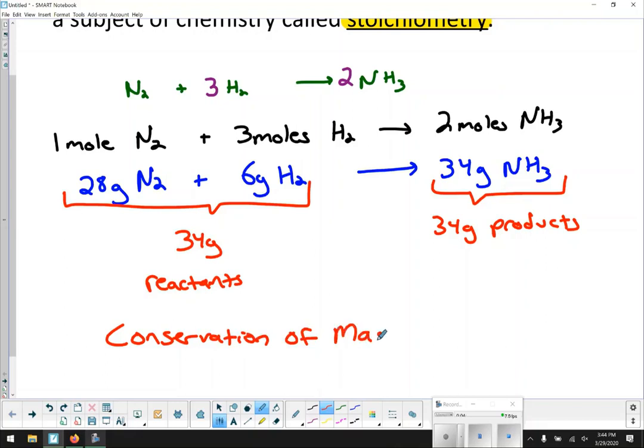So again, we cannot create or destroy matter. And that is true of any balanced equation we have and any of the stoichiometry we'll be doing. Nothing will be created or destroyed. You'll always have the same amount that you ended up with as you started with.